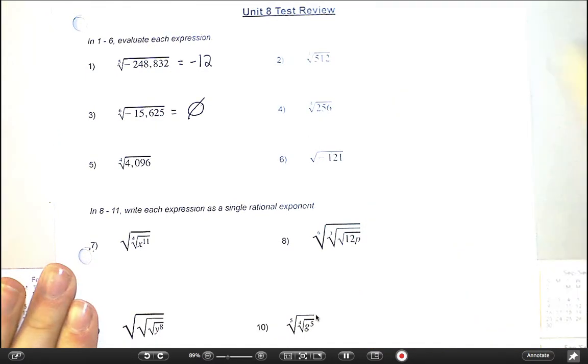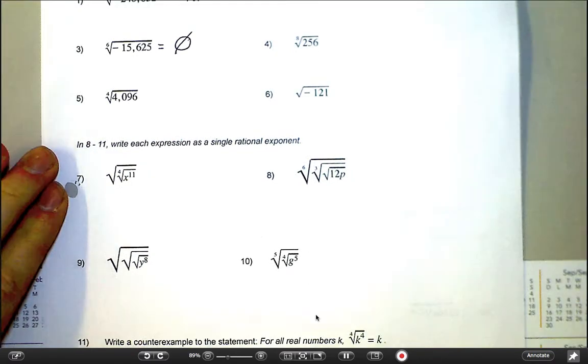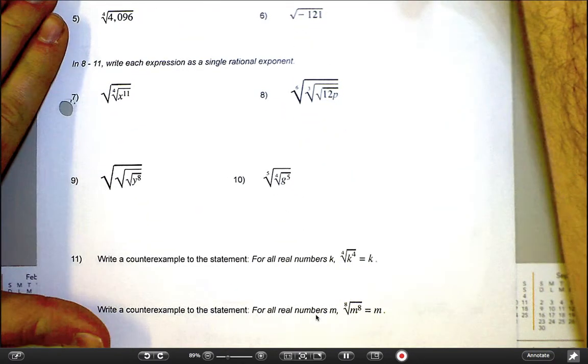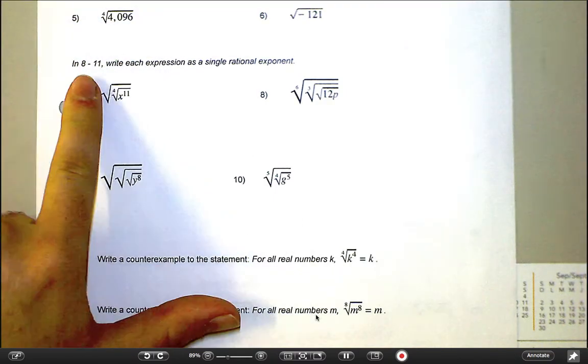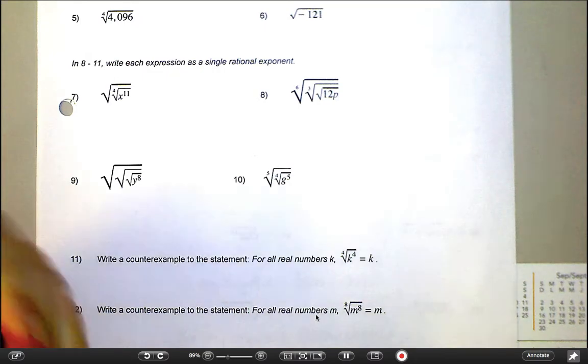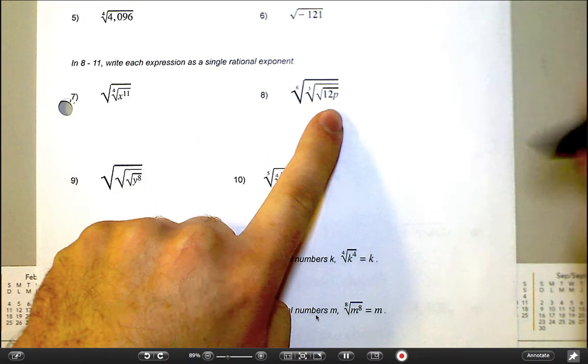Okay, next one I'm going to move down here to number 8. We're done with the calculator for a bit here, so I'm just going to set that off to the side. Number 8 here, we are trying to write each expression as a single rational exponent. So I need to write it as one exponent that is a fraction. So I need to take all of my different roots here and start to write them as fractions.